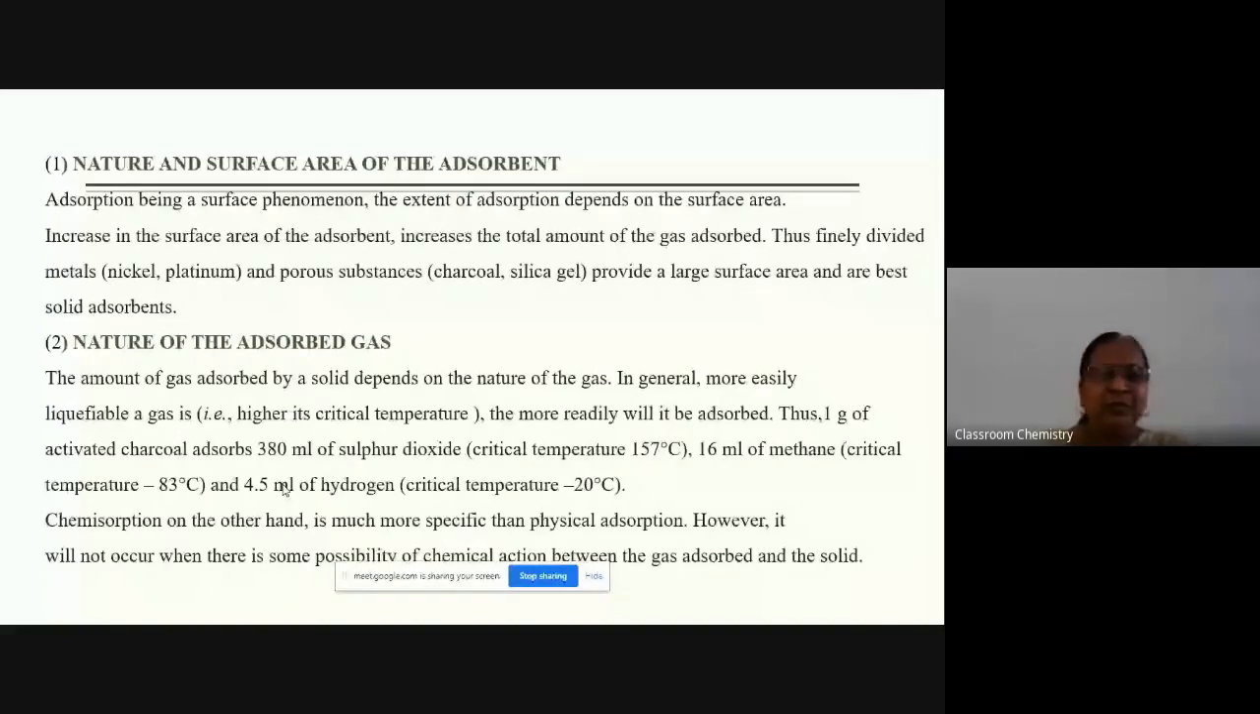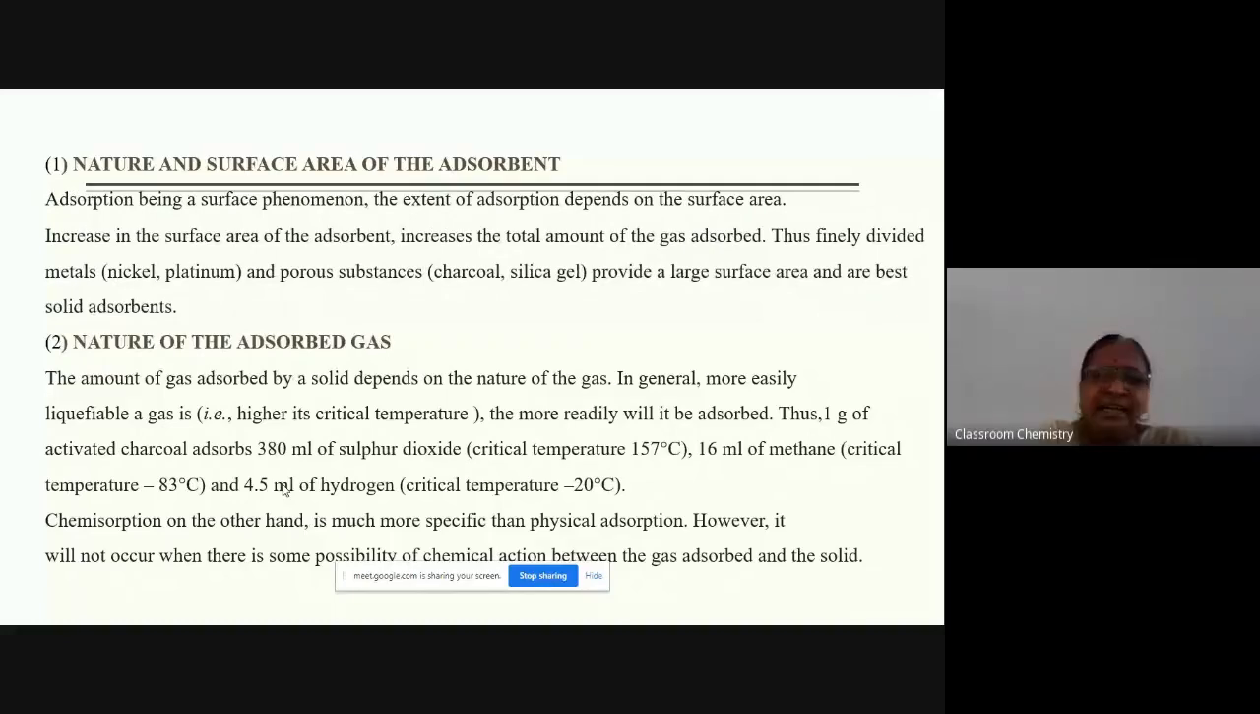लिक्विफिकेशन ऑफ गॅसेस तुम्ही स्टडी केलेला आहे. अँड्रूज आयसोथर्म 12th मध्ये स्टडी केलेला आहे. What is the critical temperature? It is the temperature above which gas cannot be liquefied by applying any high pressure. That is the critical temperature.